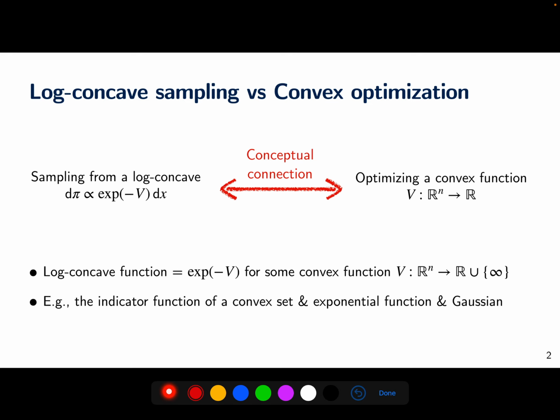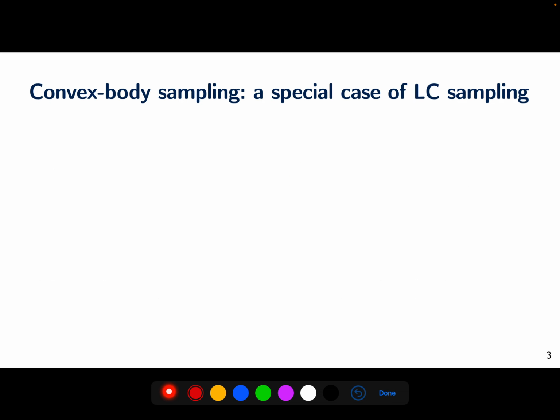And just as convex functions include a lot of important families of functions, log-concave distributions also include a lot of important families of distributions, such as the indicator function of a convex set, exponential distributions, and Gaussian distributions. So hopefully this slide motivates you enough about log-concave sampling.